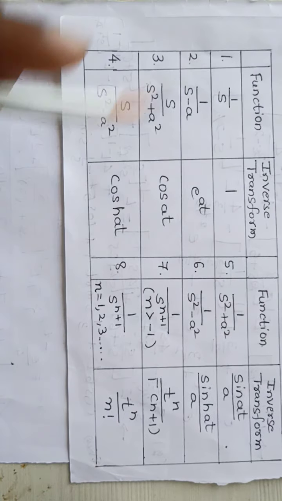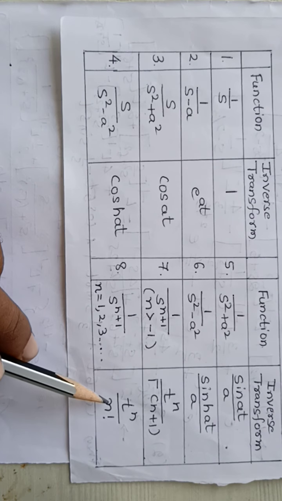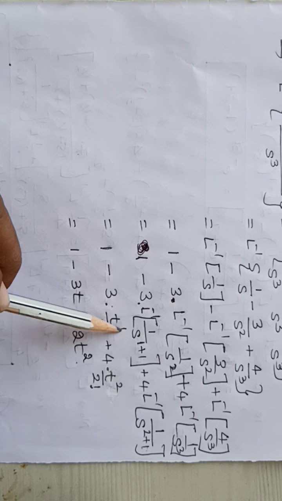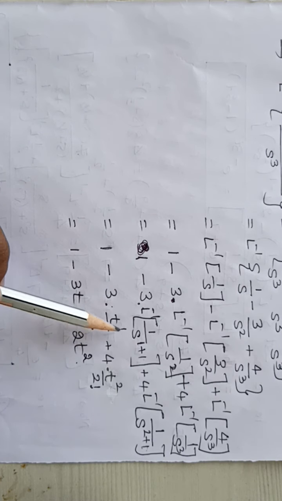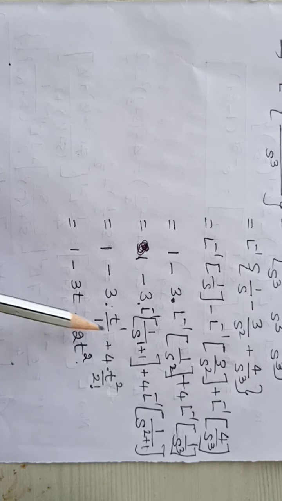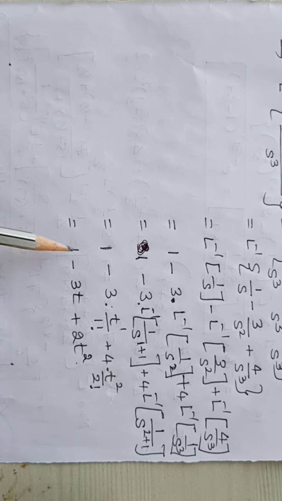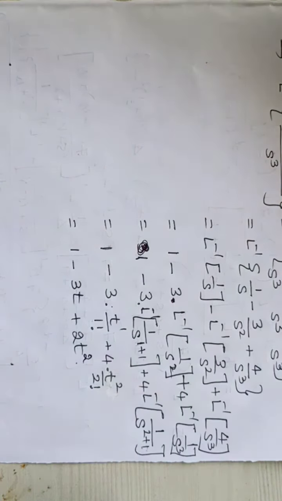So 1 minus 3 into the Laplace inverse of, as I told, s raised to n plus 1. What is that? Laplace inverse of 1 upon s raised to n plus 1 is t raised to n divided by n factorial. T raised to n is t to the 1 here, divided by n factorial. This is n factorial, this is also n. So it becomes 1 minus 3t plus 2t square.